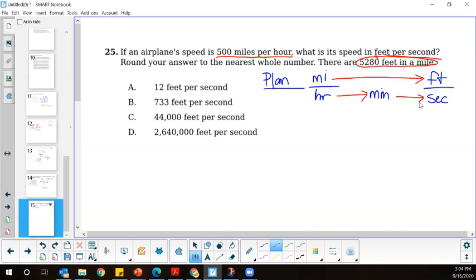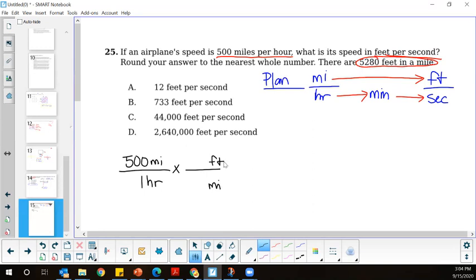So let's start. Write your first ratio. What do you have currently? We have 500 miles per 1 hour. Okay. And then our next ratio is miles to feet. So miles is going to go at the bottom because I want it to cancel out with the miles at the top in the first ratio.